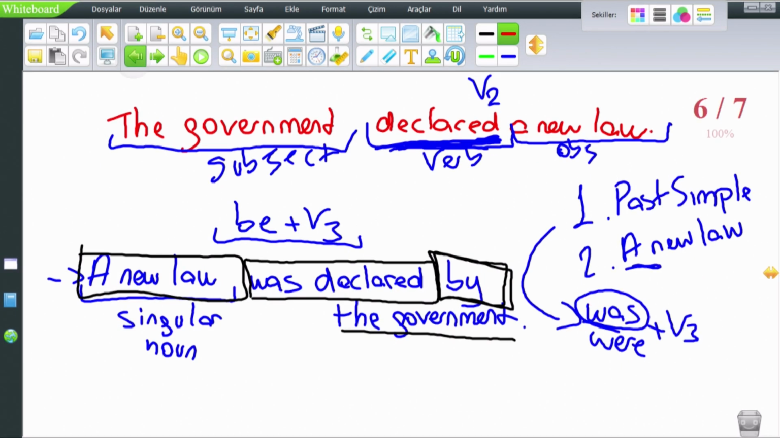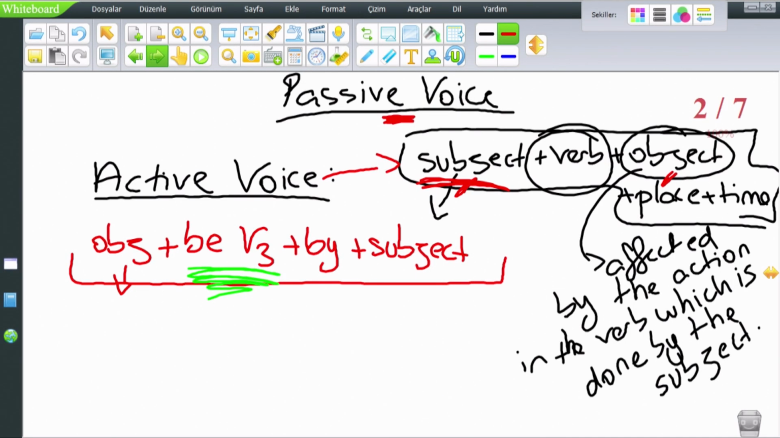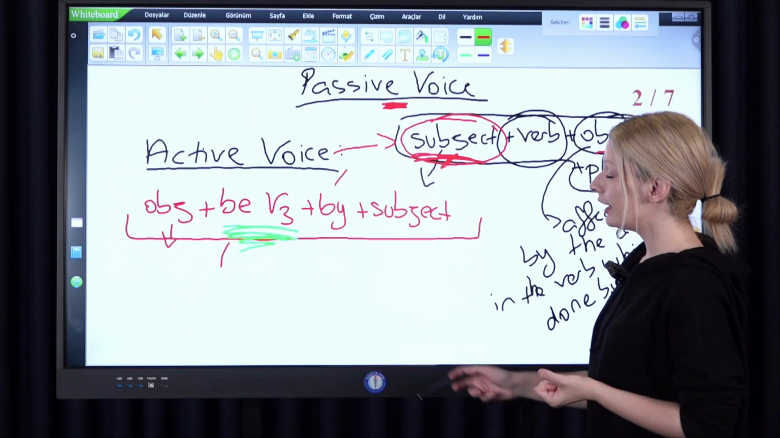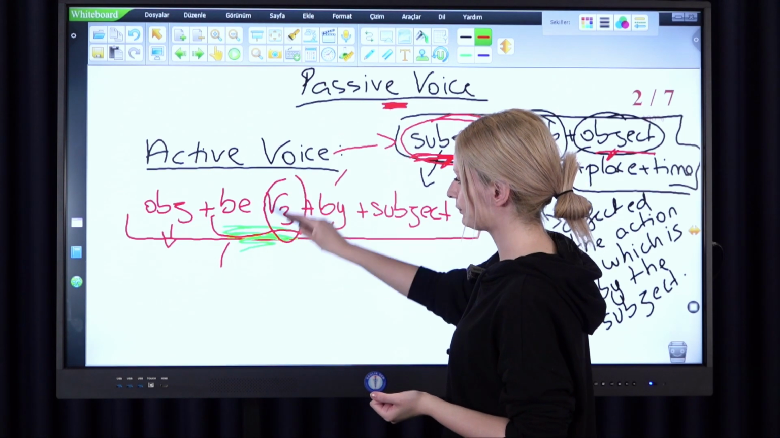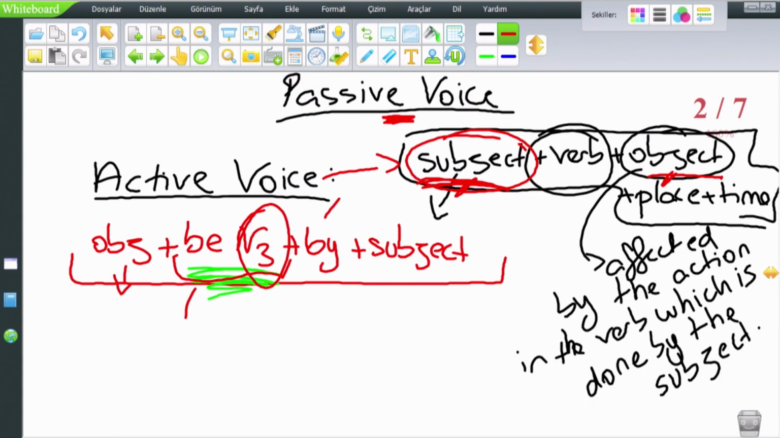What you have to remember is how we form our passive voice sentence. If I am transforming an active voice sentence to a passive voice one, I am going to take the object of the sentence and I am going to make it our new subject of our passive voice sentence. Then I will use be verb 3 form. Be depends on the tense and our new subject. And then if I want to add who actually does that action, I am going to use by and who did it.